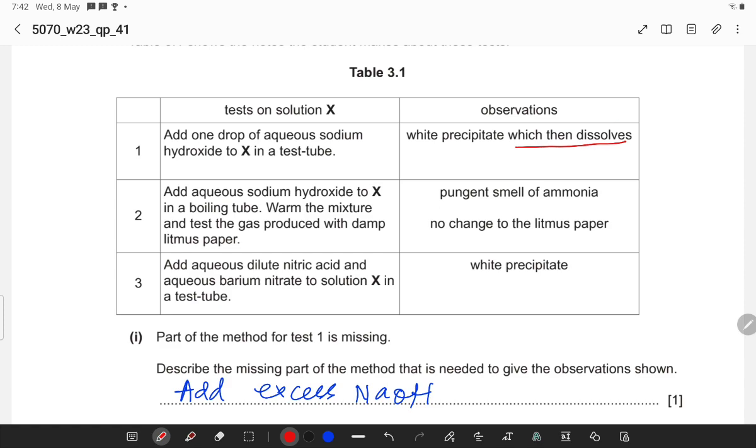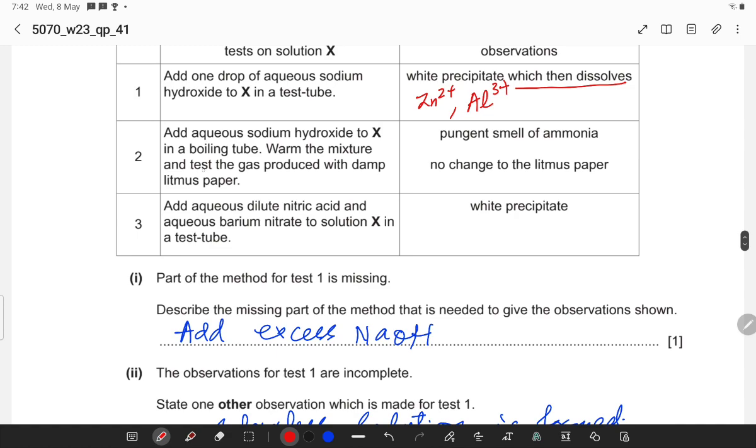It means we can have zinc or aluminium. Zinc and aluminium cations are present because both dissolve in excess sodium hydroxide.